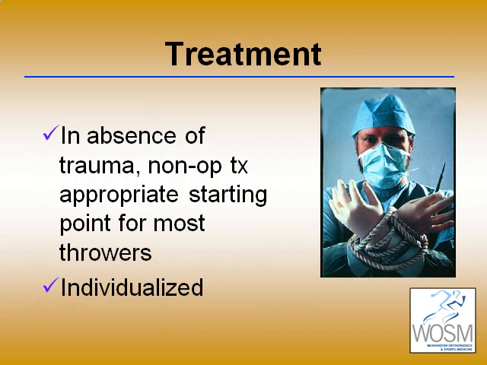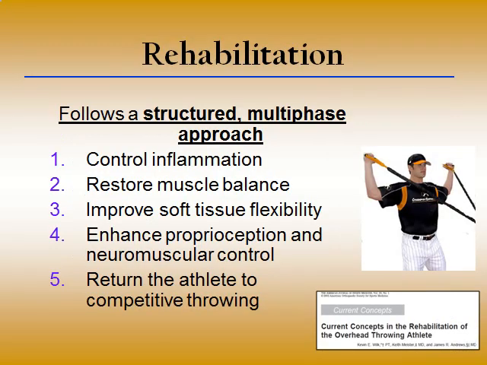What's our treatment for partial cuff tears? Well, in the absence of trauma, non-operative treatment is the appropriate starting point for most patients, including throwers. It must be individual. Rehabilitation follows a structured, multi-phase program. This includes controlling inflammation, restoring muscle balance, improving soft tissue flexibility, enhancing proprioception and neuromuscular control, and finally returning the athlete to competitive activities, including throwing.